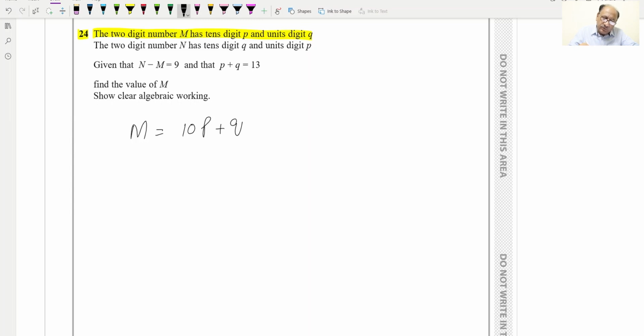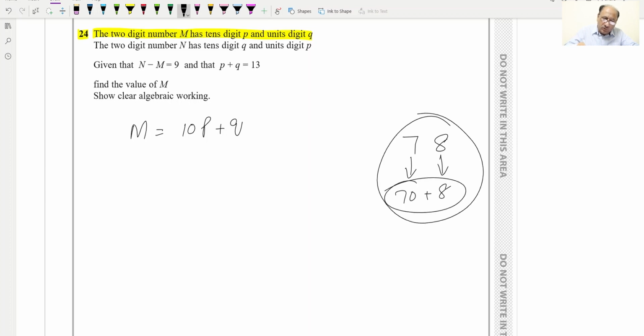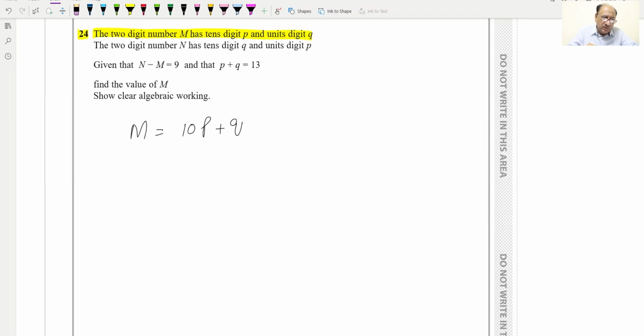For example, if it is 78, we are taking this one as 8 and this one as 70, and we are adding and getting 78. This is how we have taken this number. Hopefully you understood. This is a basic thing I wanted to explain just to refresh your mind.